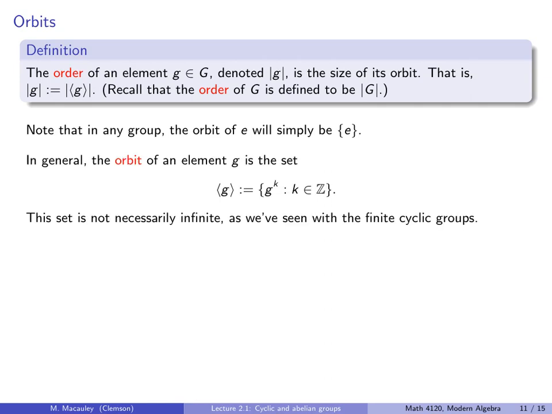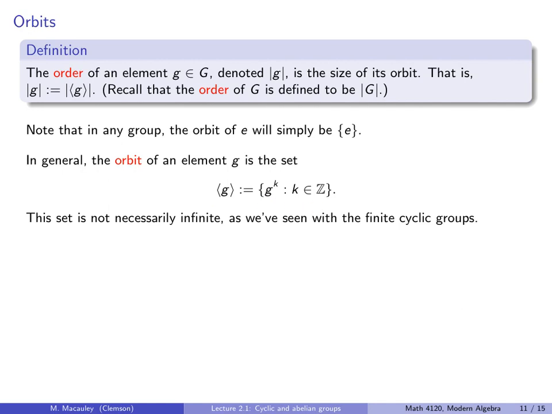In general, the orbit of an element G is the following set. So it's the cyclic group generated by G, the set of all powers of G, where k is any integer. So this looks like I'm writing an infinitely long list of elements, but as we've seen with the finite cyclic groups, this set is not necessarily infinite.